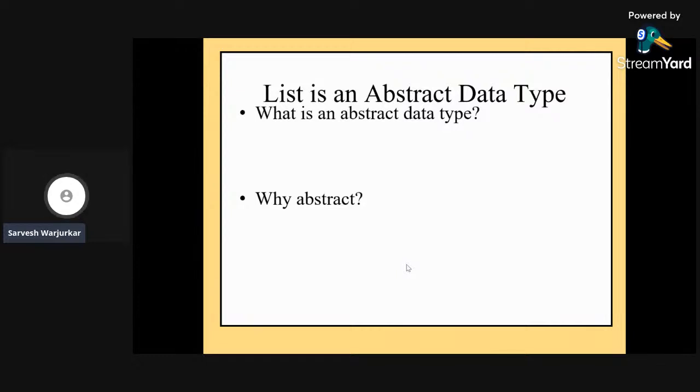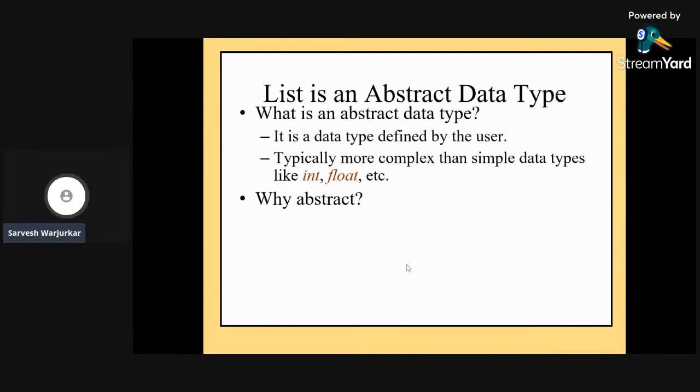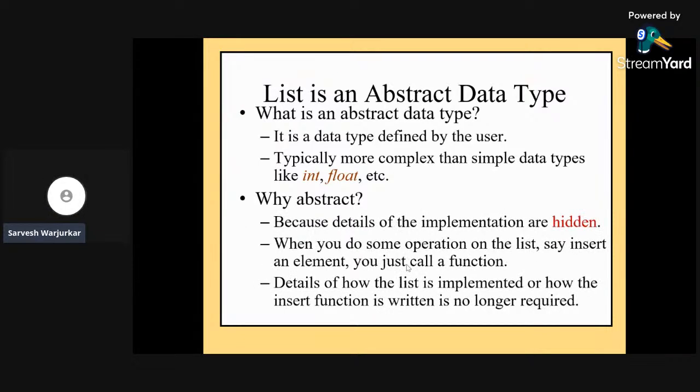List is a simple abstract data type. What is an abstract data type? As we have already studied in the C programming language, abstract data types are those already defined by the user. Typically they are more complex than simple data types like integer, float, etc., and we have defined them in our own way. The question arises, why abstract? The answer is very simple, because the details of the implementation are hidden.